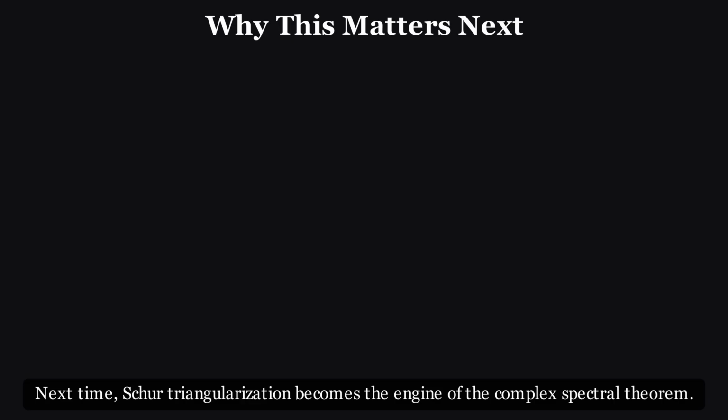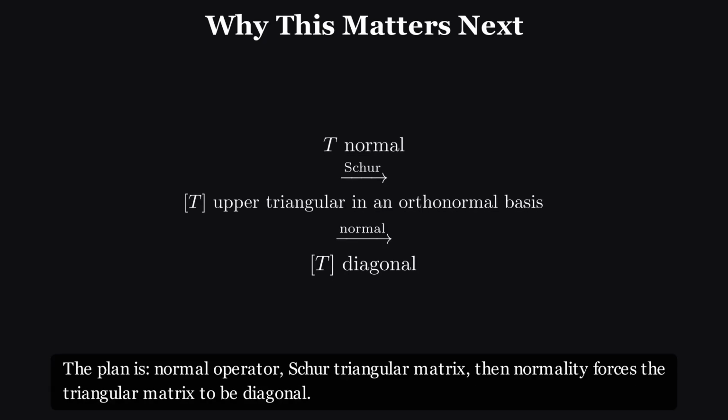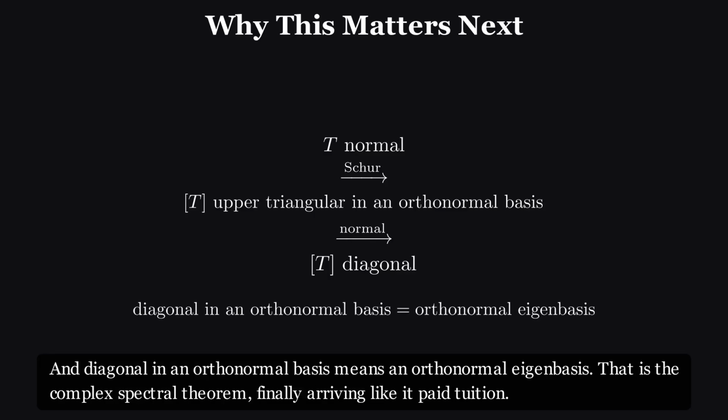Next time, Schur triangularization becomes the engine of the complex spectral theorem. The plan is normal operator, Schur triangular matrix. Then normality forces the triangular matrix to be diagonal. And diagonal in an orthonormal basis means an orthonormal eigenbasis. That is the complex spectral theorem. Finally arriving like it paid tuition.